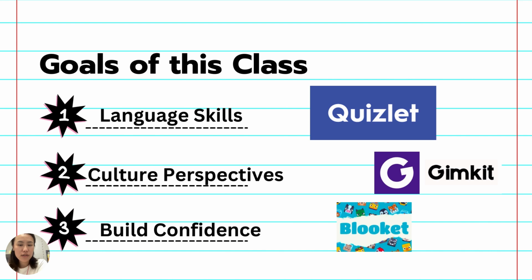So after introducing the vocabulary for each lesson, students will have access to all the study sets in Quizlet. They can use them to practice on their own. And then they will have the so-called assignments on GimKit and BlueKit. They can use these assignments to practice both in class and on their own.